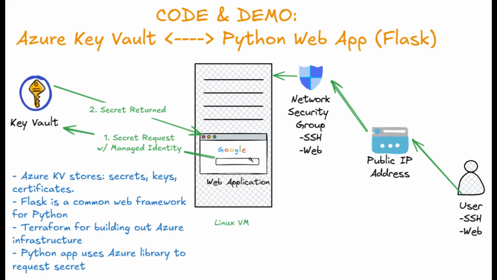So that's it. That was the code and demo for a Python web app using Flask, interacting with Azure Key Vault to retrieve a secret in a very excellent way that is pretty security conscious.